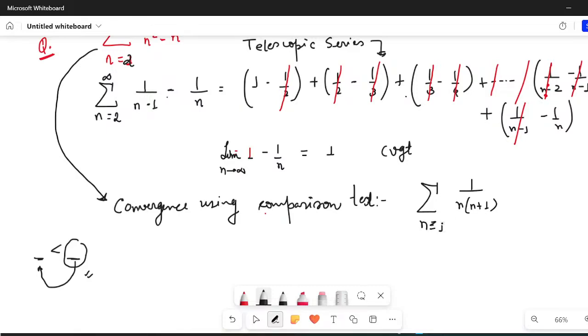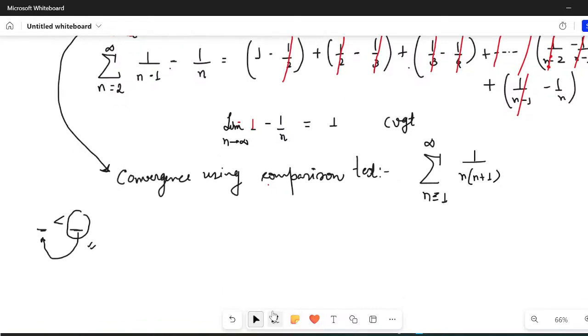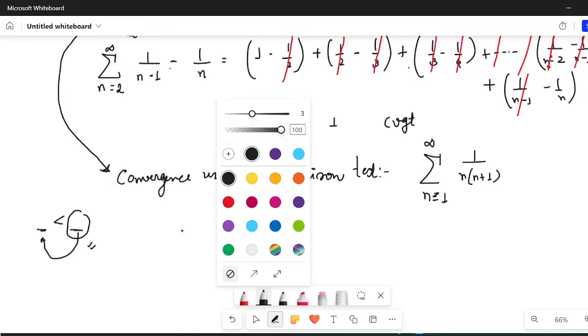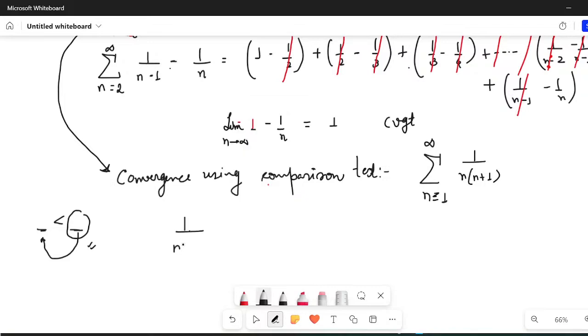So indeed this will be a convergent series. Why would this be a convergent series? You can use the telescopic series treatment that I used, and if you don't want to use it, I can write it in this fashion. This is n square plus n. Obviously this will be less than 1 upon n square, because here you are dividing by n square plus something. So basically the denominator is heavy on this side. If the denominator is large, then this particular portion will be less than this particular portion.